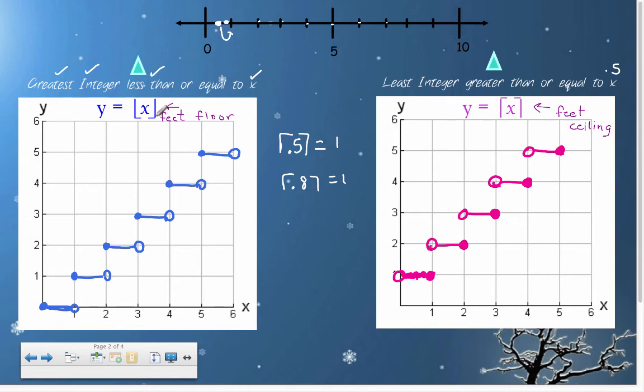So I remember it by their feet. Feet on the floor means I'm going to step down. So step down means I'm going to look like stairs. That's why these are called step functions, because they look like steps. And I'm always going to step down to the next integer. This one is called, you got it, step up. So I'm going to create steps, but I'm always stepping up to the next integer.